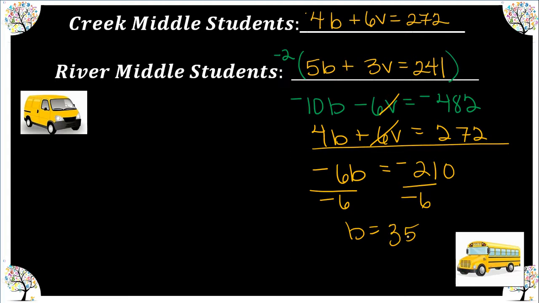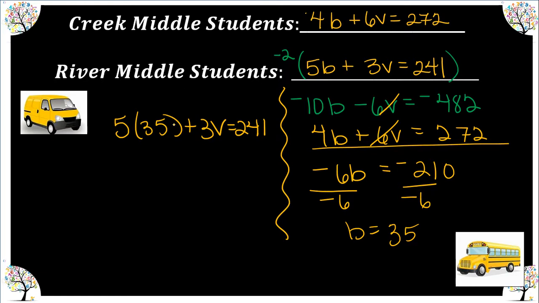Let's see how many students ride per van. I'm just going to take this second equation. It doesn't really matter, either one will work. So I'm going to take 5 times 35 plus 3v equals 241. We have 5 times 35. That's 175, plus 3 times v equals 241. Subtract out our 175.